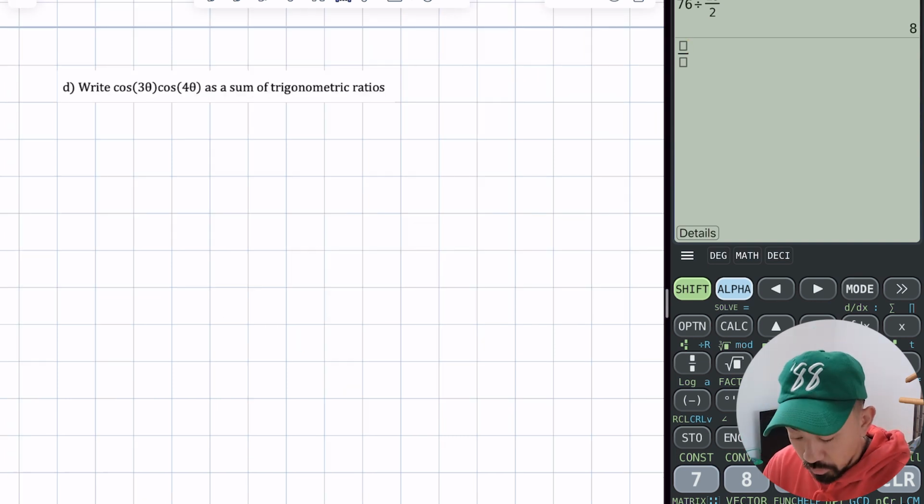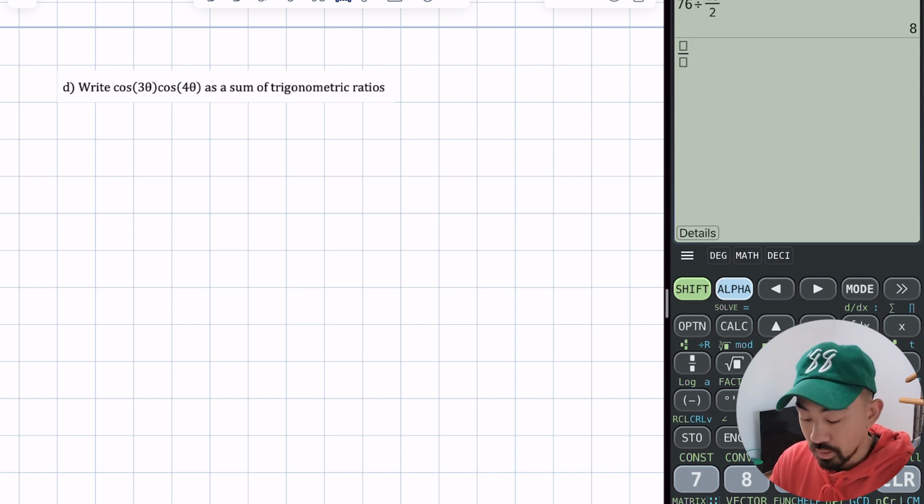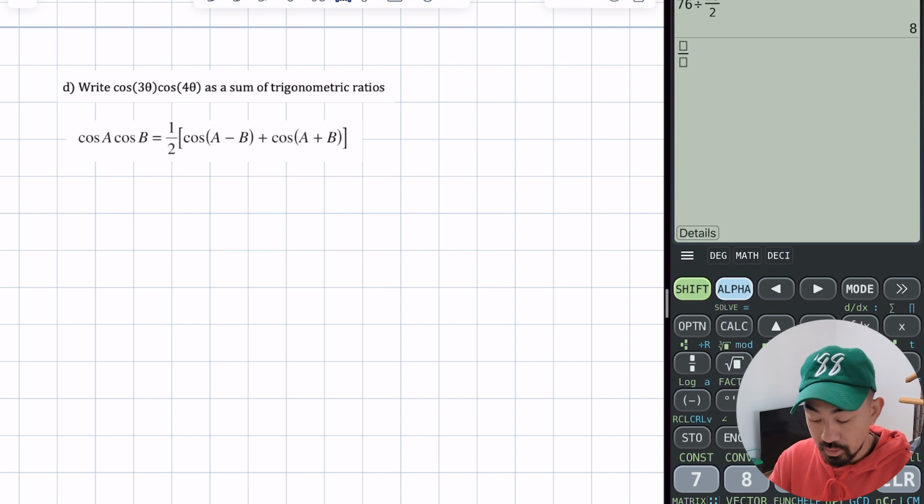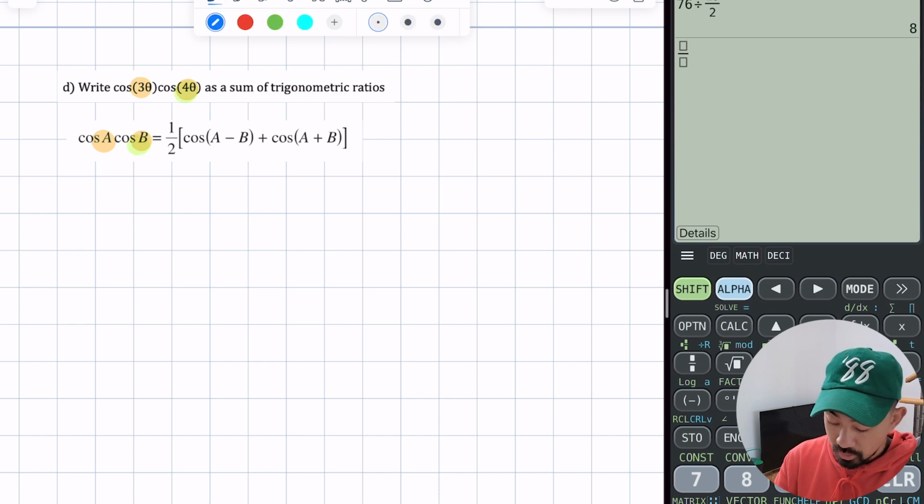Okay, question D. Write cos 3 theta and cos 4 theta as sum of trigonometric ratios. Now, once again, you don't even need to memorize these because these are on your formula sheet, but these are just like the sum and difference of these trig ratios. And so I'm just going to copy it here. So right there, that is the formula we need. And we're literally just matching up these for A and this for B. All right, so there and there.